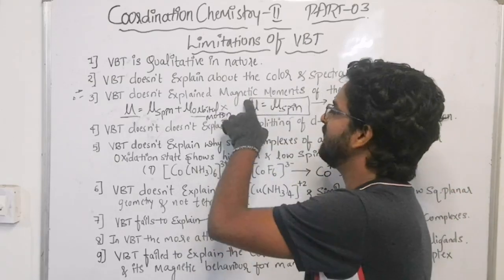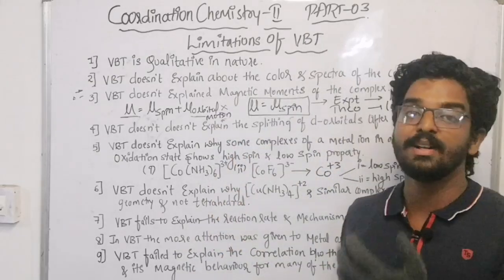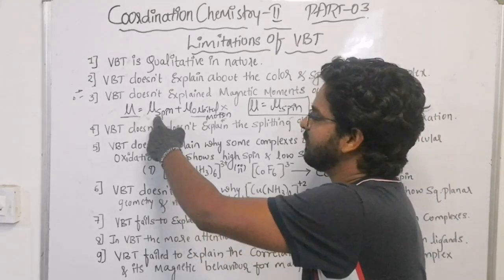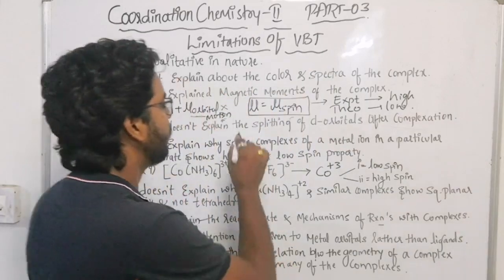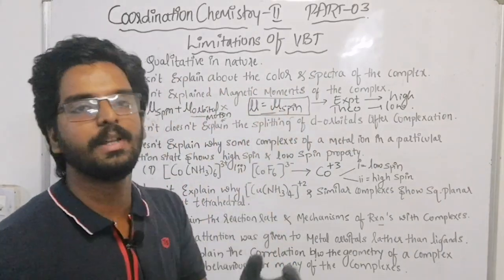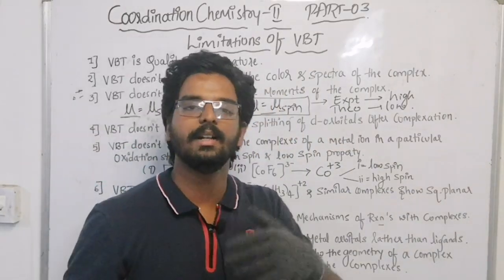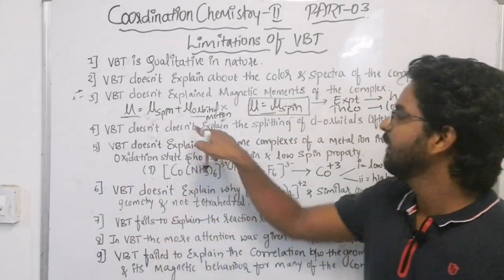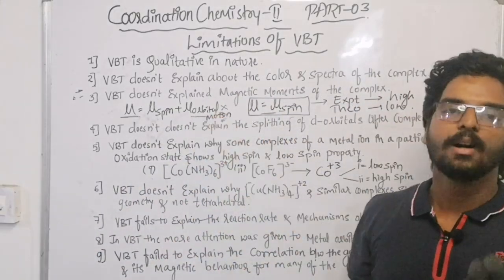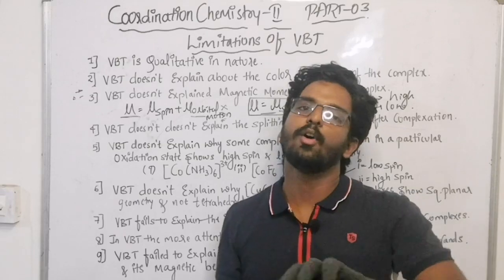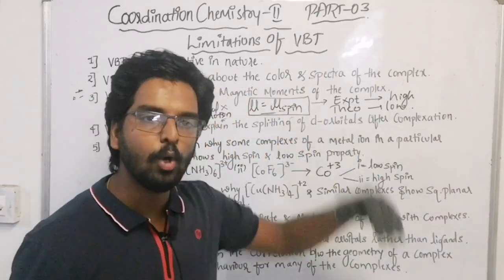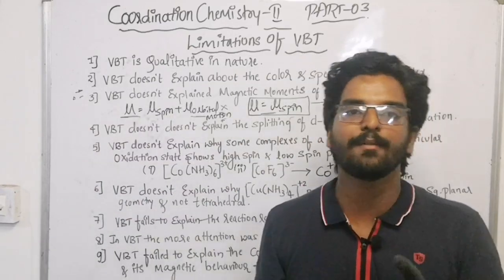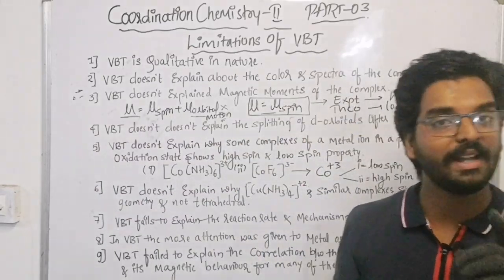So in order to explain the magnetic moment in detail, we need to consider two things: one is spin, another is orbital motion. But according to VBT, it only considers the spin of the electron, and doesn't explain the magnetic moment because of the contribution of orbital motion. That is why the experimental value came high and the theoretical value came low. This was a very important failure of VBT with respect to magnetic moment.